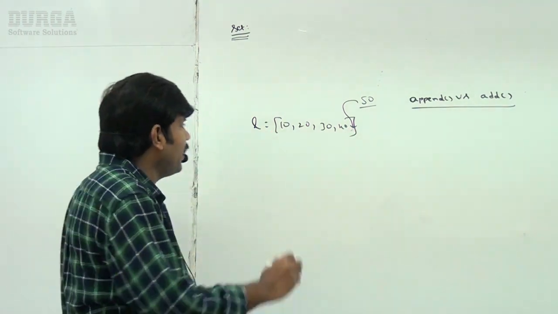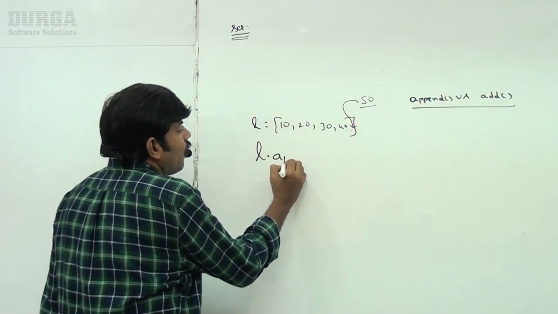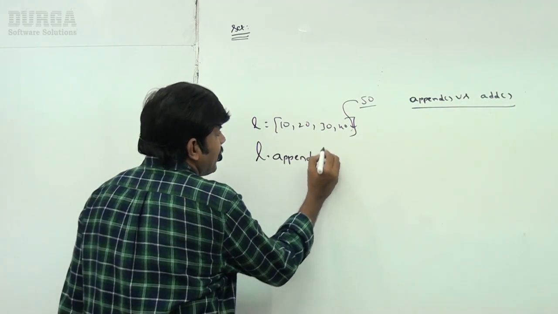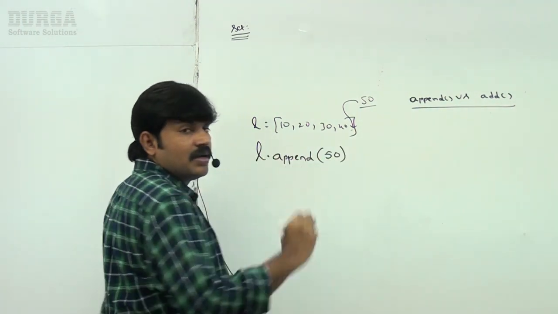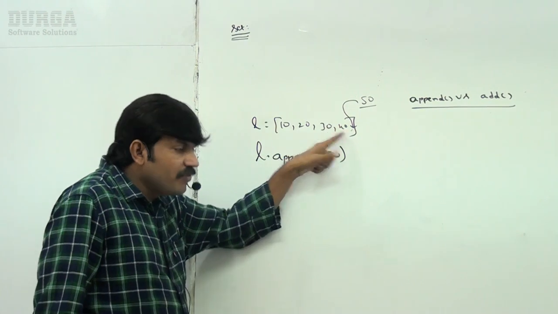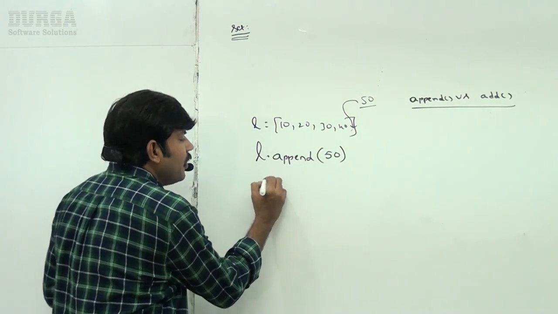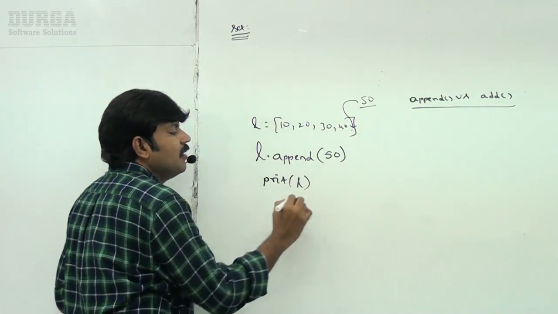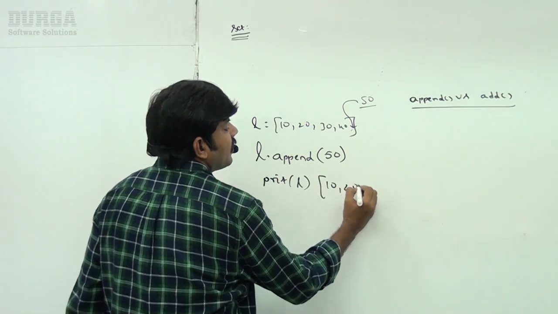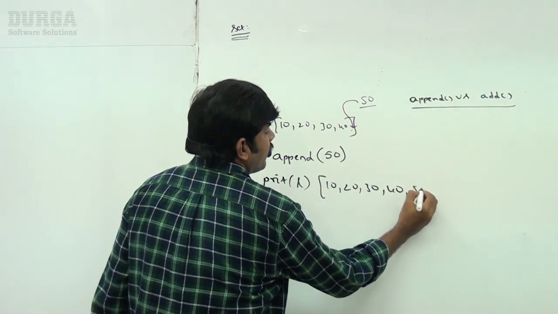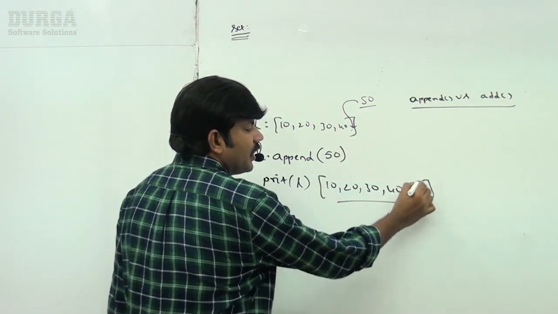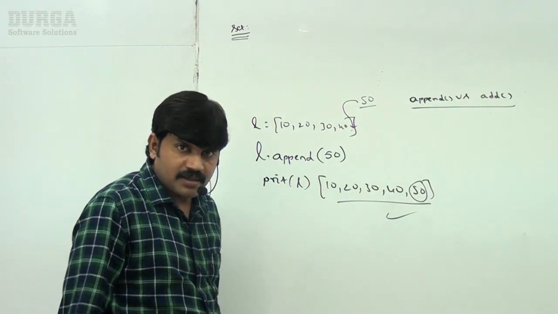That's why for the list, the append method is available. And 50 will be added at last. Print of L. There is a guarantee the output is always 10, 20, 30, 40, 50, sir. Are you getting? 50 is always going to be added at last.